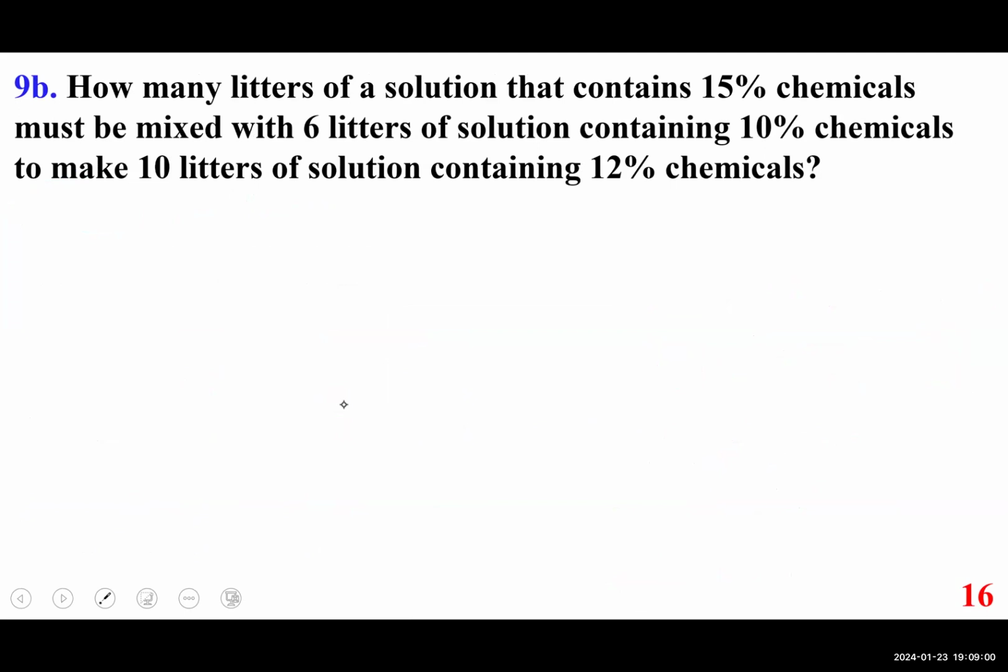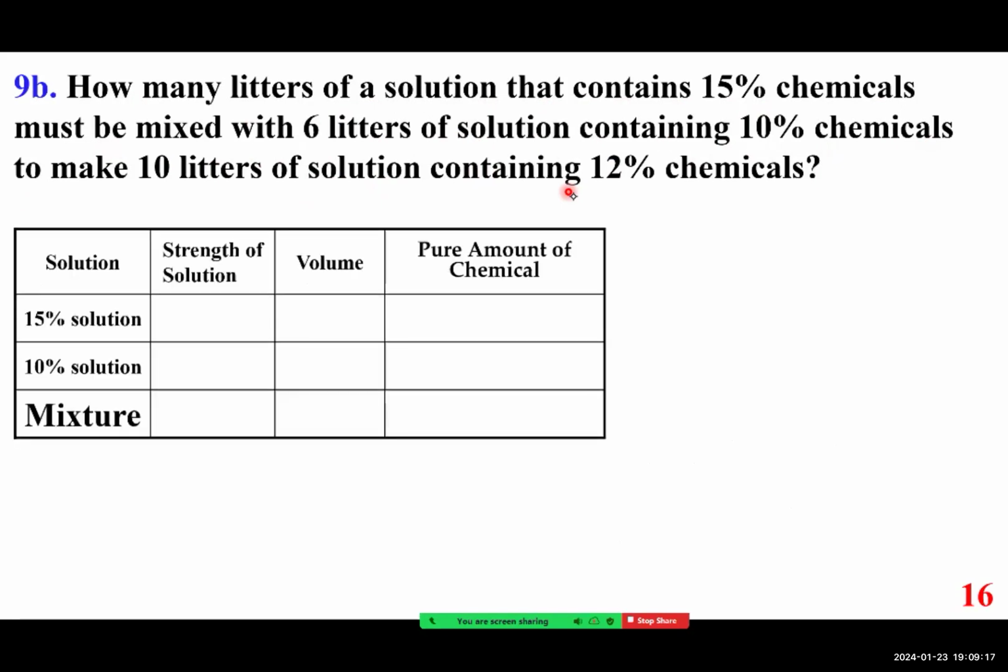This is another example of a mixture problem. How many liters of a solution that contains 15% chemical must be mixed with 6 liters of solution containing 10% chemicals to make 10 liters of solution containing 12% chemicals? Again, we need the table. Solution strength, volume, pure amount, or actual amount. This is 0.15, this is 0.1, and the mixture is supposed to be 12% or 0.12.